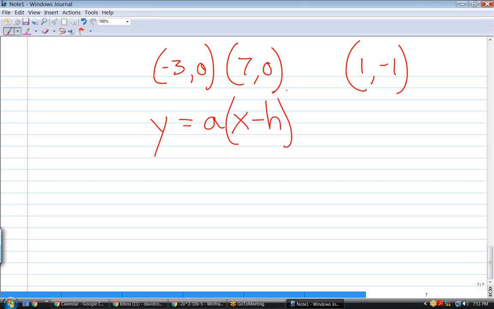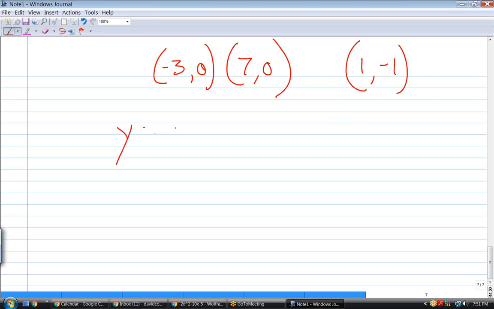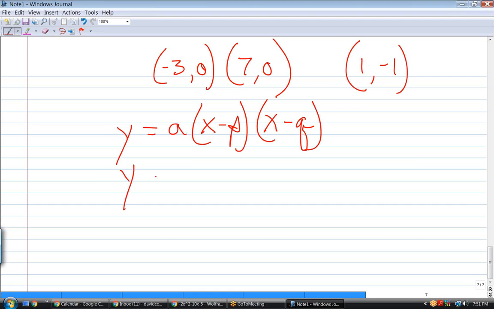Now, there's another format that is the X-intercept format. Have you been taught that? That format is this. X minus P and X minus Q. Yeah. P and Q are the X-intercepts. So, given the fact that they've given us the X-intercepts, it makes more sense to use this formula.